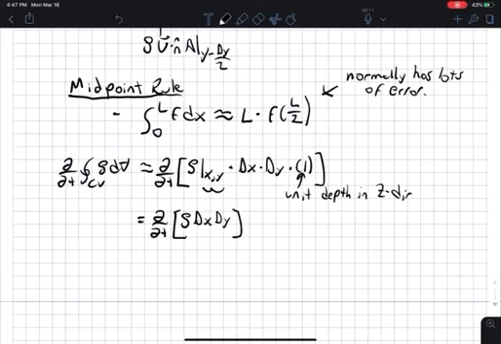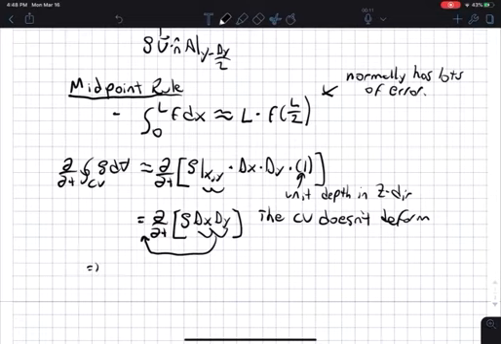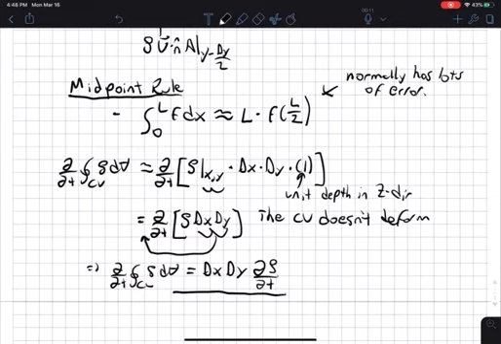Okay, and since we're assuming the CV doesn't deform, we can yank out delta x delta y because they're not a function of time. Then this implies that partial t of the volume integral of rho dV equals delta x delta y partial rho partial t. Okay, so we've done the volume term.